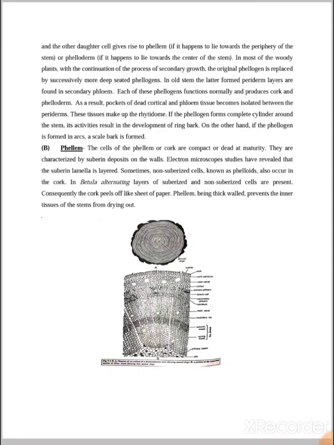If the phellogen forms a complete cylinder around the stem, the activity results in the development of a ring bark. On the other hand, if the phellogen is formed in arcs, this type of scale bark is formed.